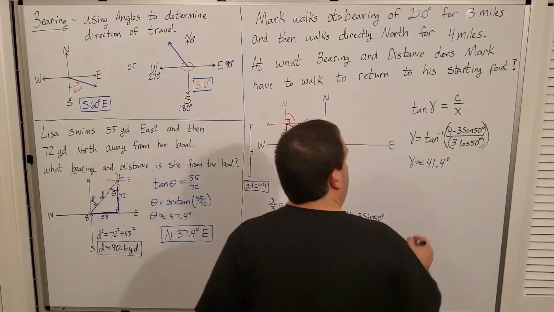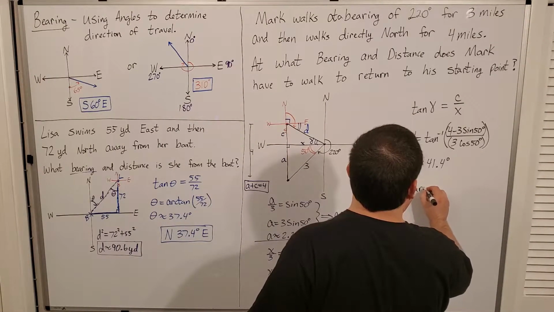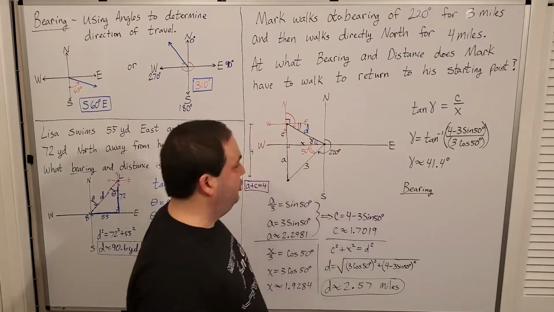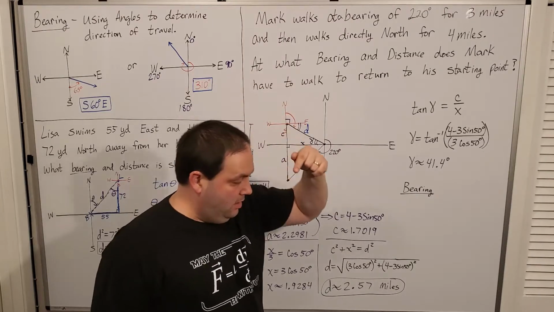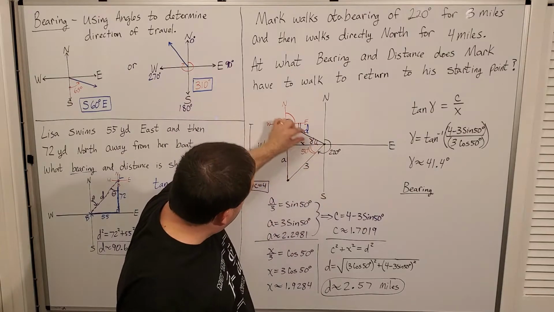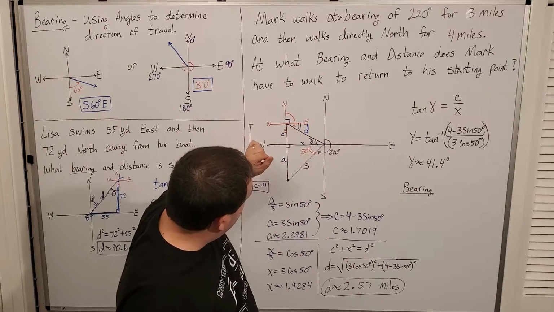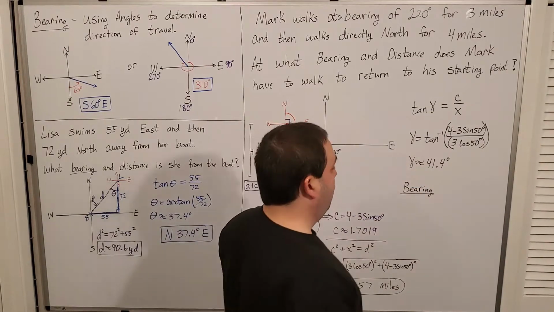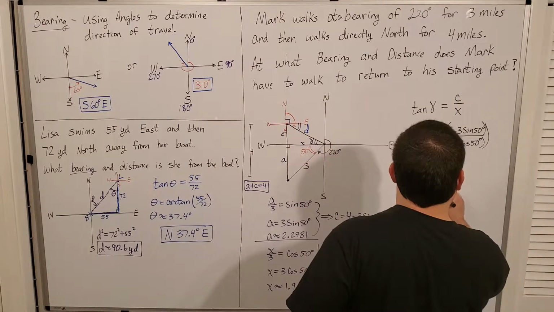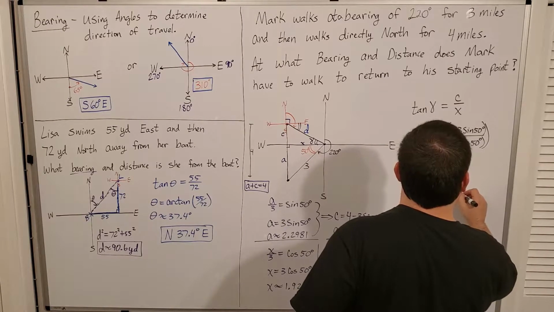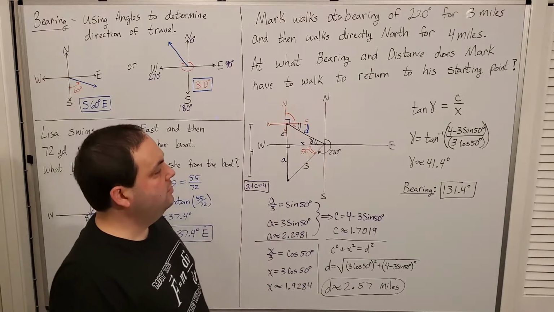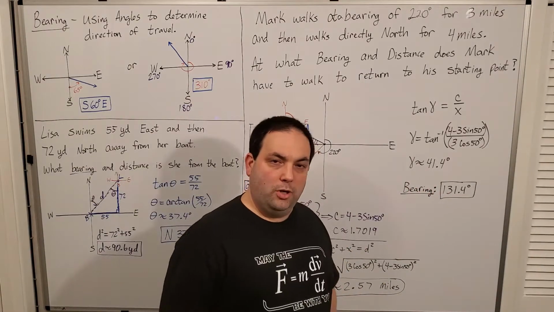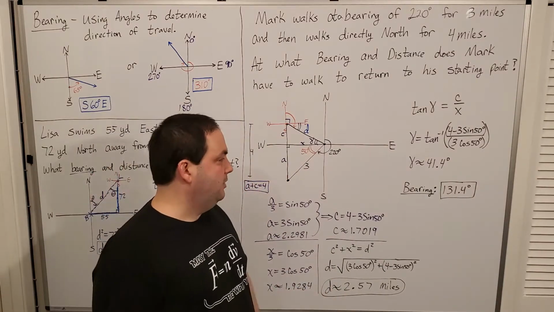Okay. Now my bearing from Mark's current position is going to be the 90 degrees from north to east, and then that little bit more, that's the size of gamma. It's the same size there, those two angles. So basically just 90 plus 41.4. My bearing is 131.4 degrees. That's my bearing. So he needs to travel a little over 2.5 miles at a bearing a little over 131 degrees as the compass measures.